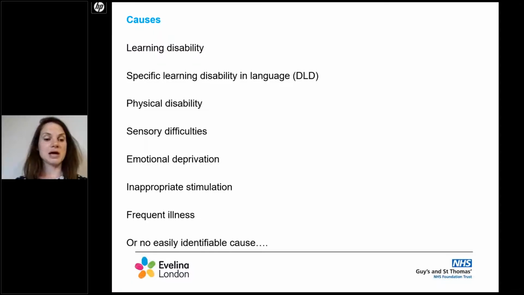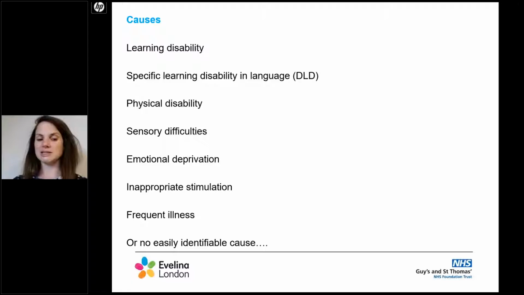There's links with emotional deprivation. So we know that some children who have been subject to neglect might have speech and language difficulties because they've not been appropriately stimulated. We know that it's really important for early language development to have really good quality early interactions with key caregivers in the first couple of years of life. So not only if children haven't had stimulation, but if that stimulation hasn't been quite right, that might impact on a child's later language learning.